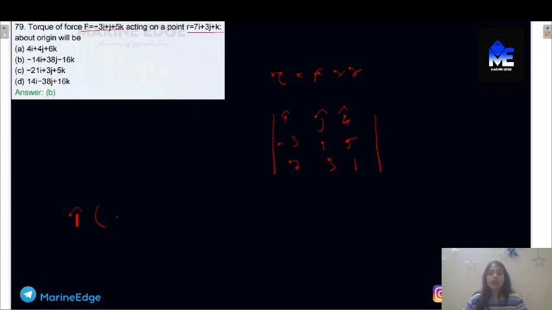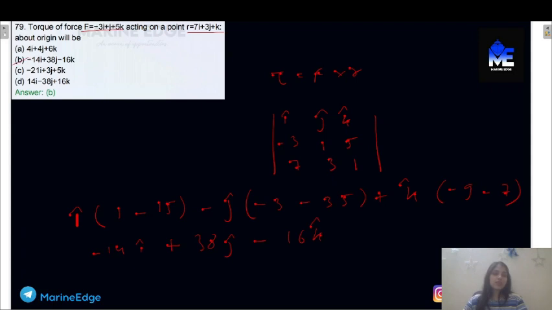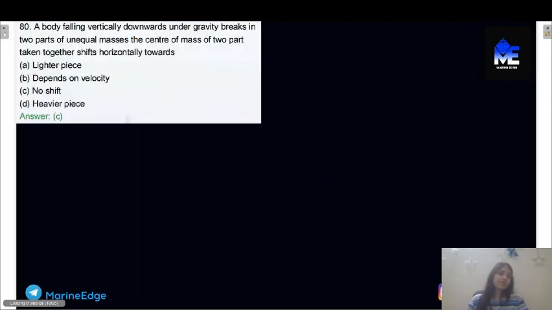So for I it will be 1 minus 15. For J it will be minus 3 minus 35 and for K it will be minus 9 minus 7. So we'll get how much? Minus 14 I cap plus 38 J cap minus 16 K cap. So we get answer as B. Correct? Moving on.